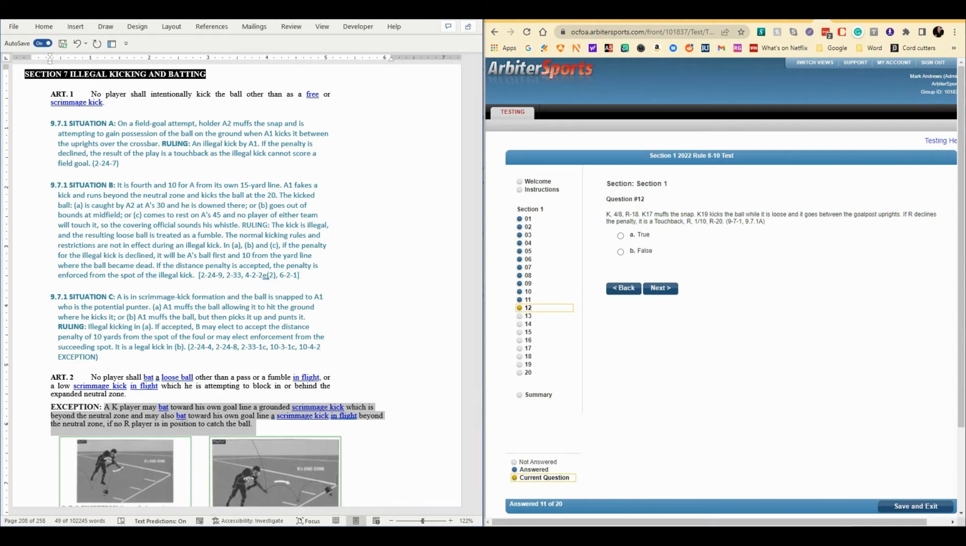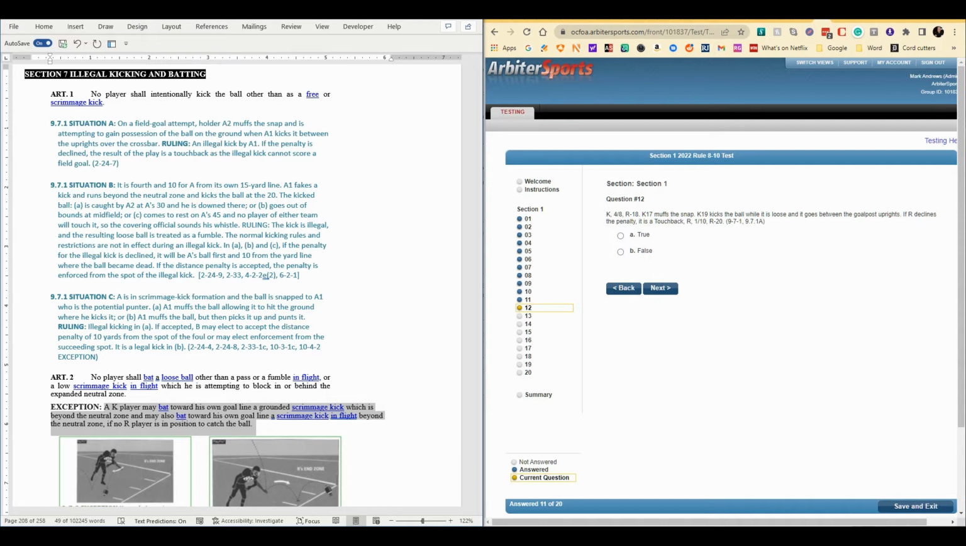Okay, question number 12. K 4th and 8, the R18. K17 muffs the snap. K19 kicks the ball while it's loose, and it goes between the goal uprights. The guy must be a soccer player. If R declines the penalty, it is a touchback. R first and 10 at the R20.